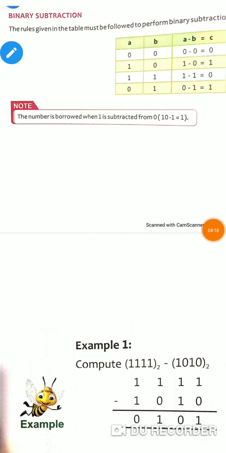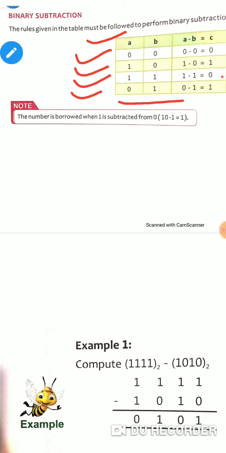Now we will learn binary subtraction. In binary subtraction, there are certain rules. Let us take two digits A and B. When 0 is subtracted from 0, it becomes 0. 1 minus 0 becomes 1. 1 minus 1 becomes 0. And 0 minus 1 becomes 1.